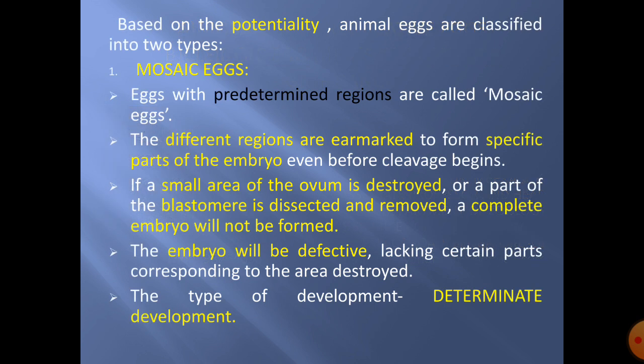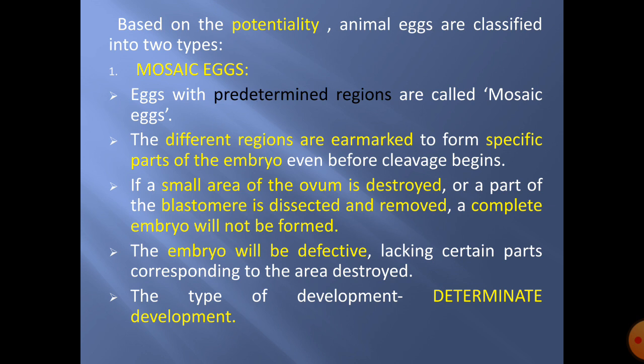Based on the potentiality to develop, animal eggs have been classified into two types, as I was telling you previously. One type of egg is called mosaic eggs. These are eggs with predetermined regions. Here, the different regions on the egg are earmarked to form specific parts of the embryo even before the cleavage begins.